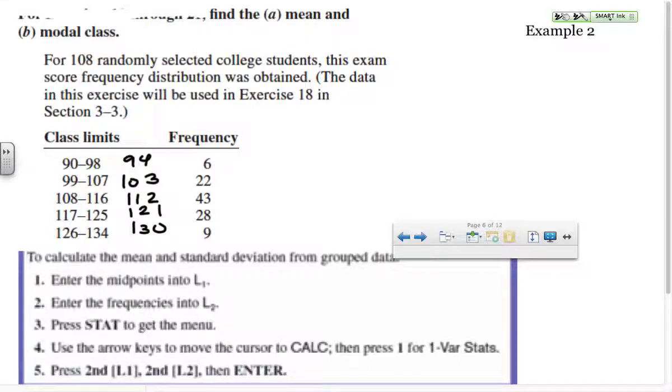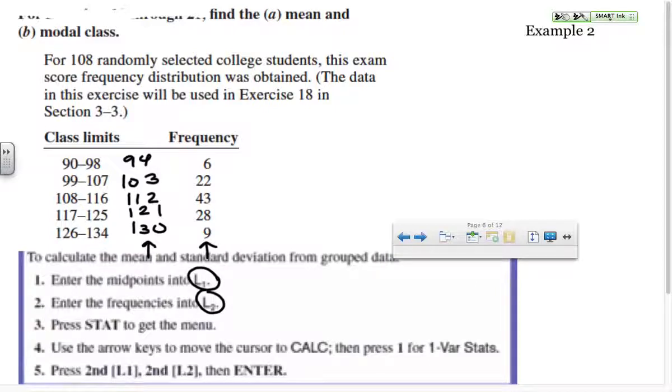So those are your midpoints, and what you're going to do in your graphing calculator is we're going to have L1 and L2. So you're going to hit that stat button again, and you're going to push enter, and that's going to bring up your list. In L1, you're going to put all the midpoints. In L2, you're going to put all the frequencies.